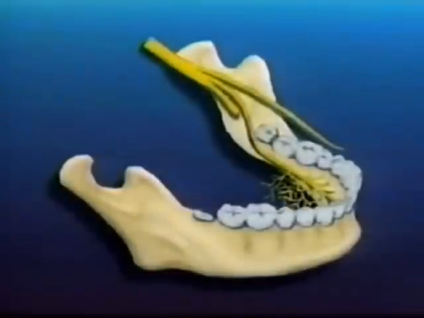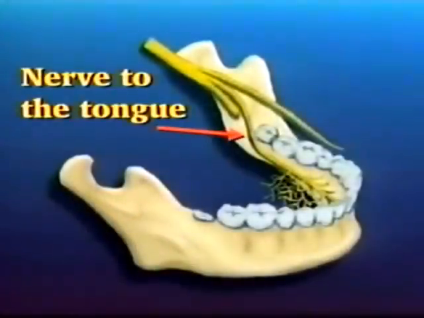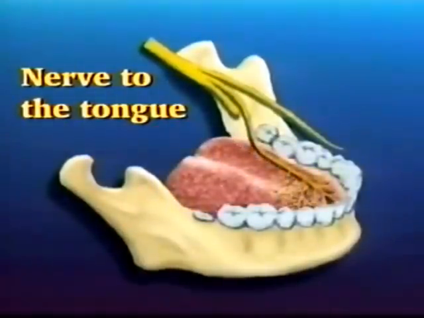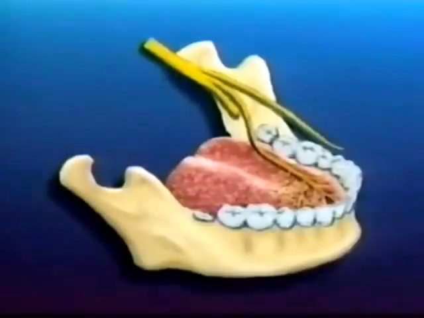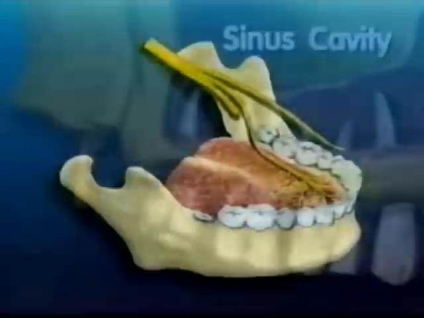Wisdom teeth and their roots are near nerves that provide taste and sensation in the tongue. Occasionally, during the extraction of the wisdom teeth, these nerves can be affected, which may cause numbness and a loss of taste to half the tongue. This effect is usually temporary, but on rare occasions has been permanent.